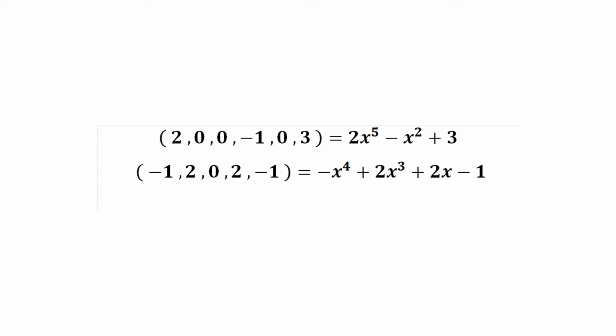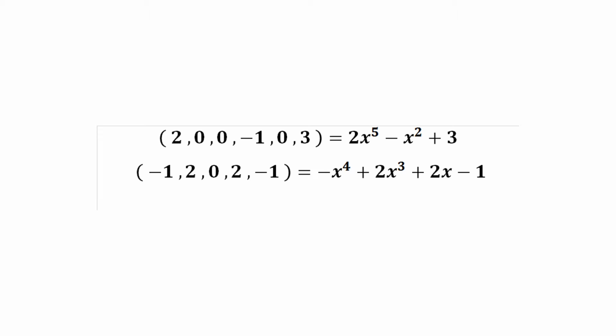Here we have a tuple representing a polynomial. So we have to start with the 3 on the right hand side and count in successive order x, x squared, x cubed, and so forth. So we would have 3, then an x, then an x squared, the x cubed, x to the fourth, x to the fifth. So we have 2x to the fifth. And then the negative 1 was with the x squared, so minus x squared and plus 3.